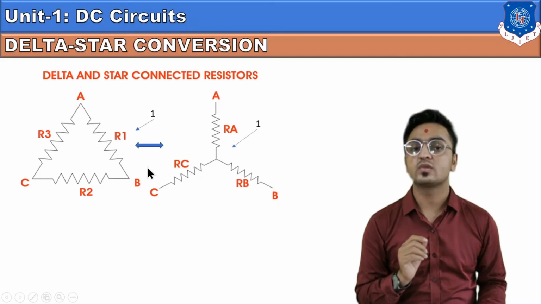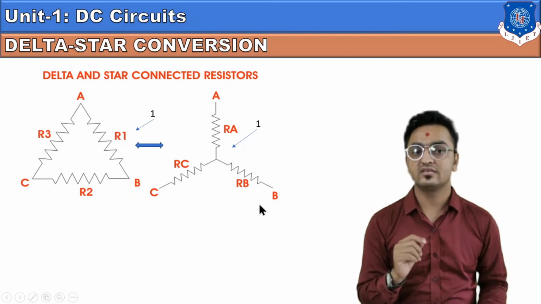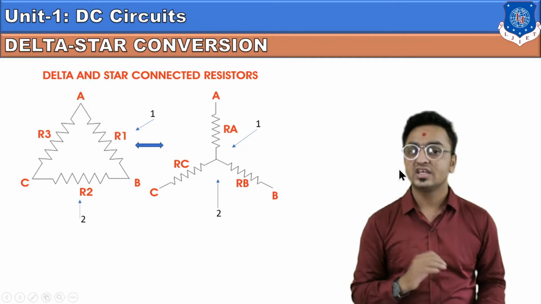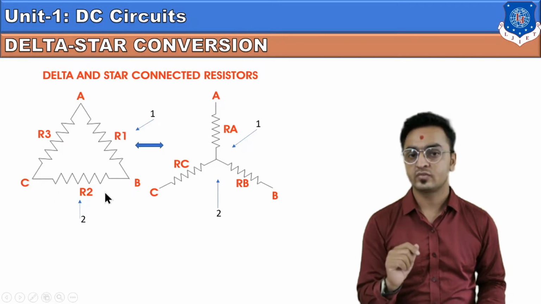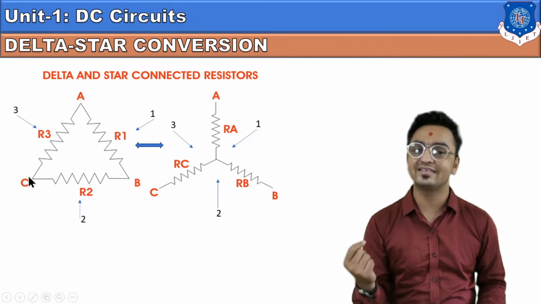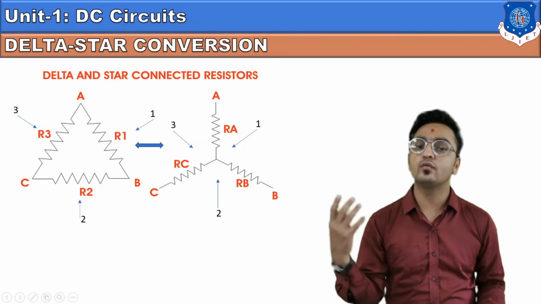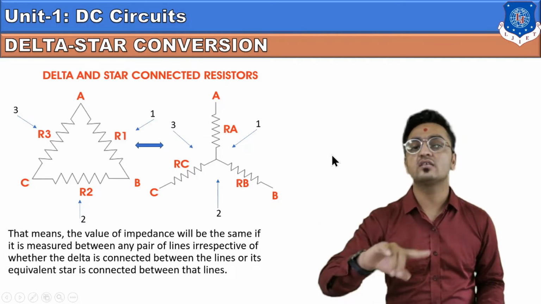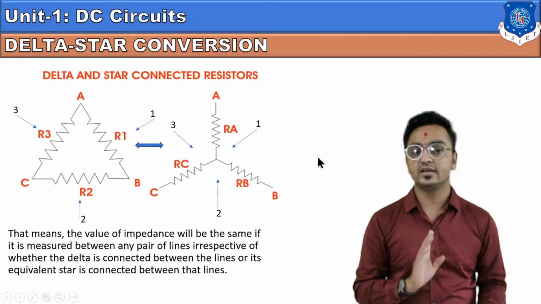As an example, if you measure the resistance between these two terminals A, B in the delta, and in the same way the resistance between these two terminals A, B in the star, that should be the same. Same way, if you measure the resistance between BC and BC, again that should be the same. Same way, if you measure the resistance between AC and AC, that should again be the same. So if these conditions are fulfilled, then and only then can we say that these are equivalent circuits. And after that we can convert delta into star or star into delta.